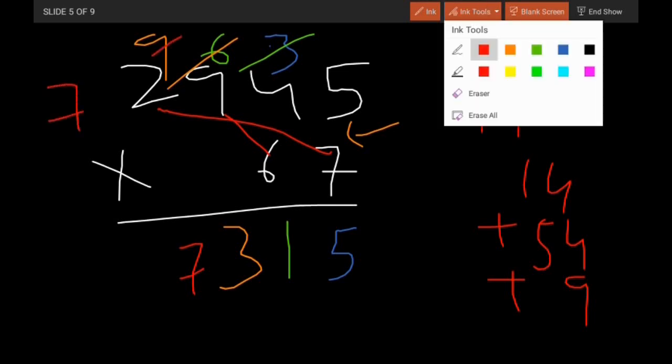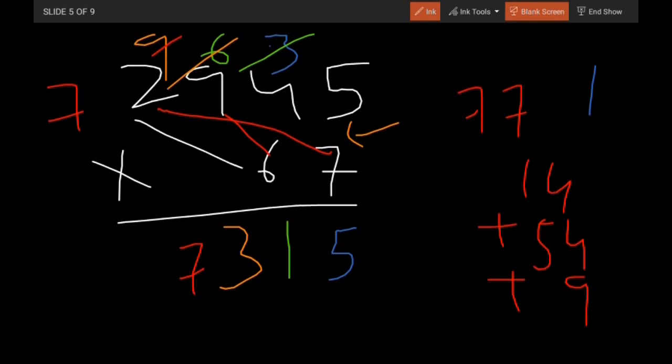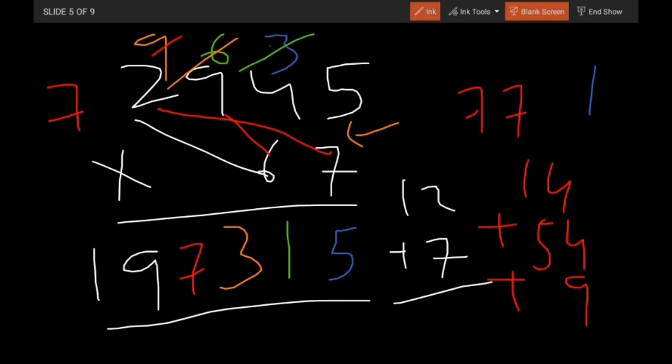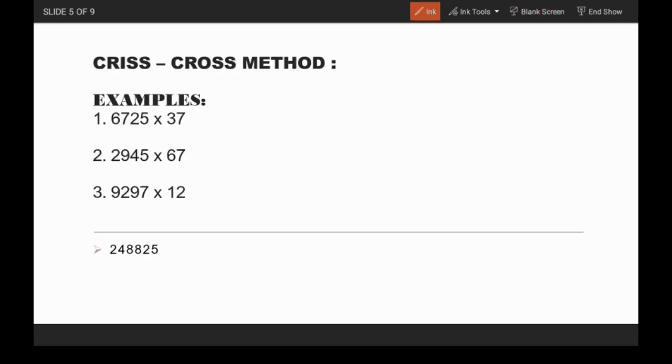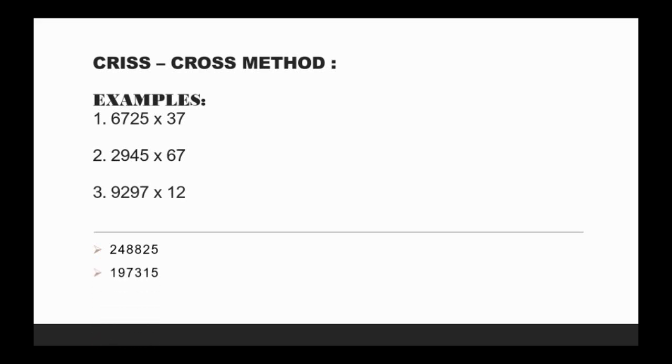Now the last step is going to be straight. 6 2s are 12, plus we should add 7, carry, 19. So the answer is 197315. So see, we got the correct answer, 197315.